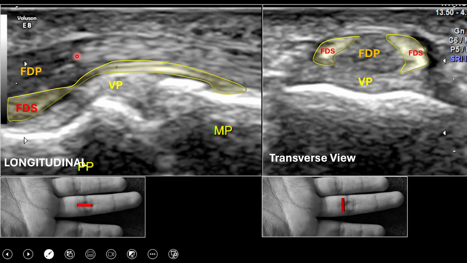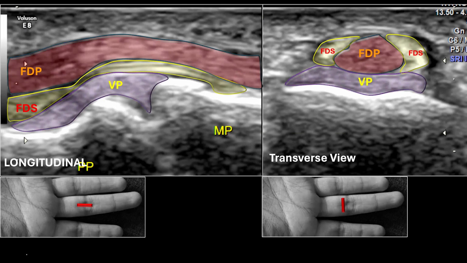On the top, you have the flexor digitorum profundus, and on the dorsal aspect of the flexor tendon, you have the volar plate. As I said, it is a fibrocartilaginous structure. That's why it appears hyperechoic on the ultrasound. And this is the normal appearance of the volar plate on the short and the long axis.